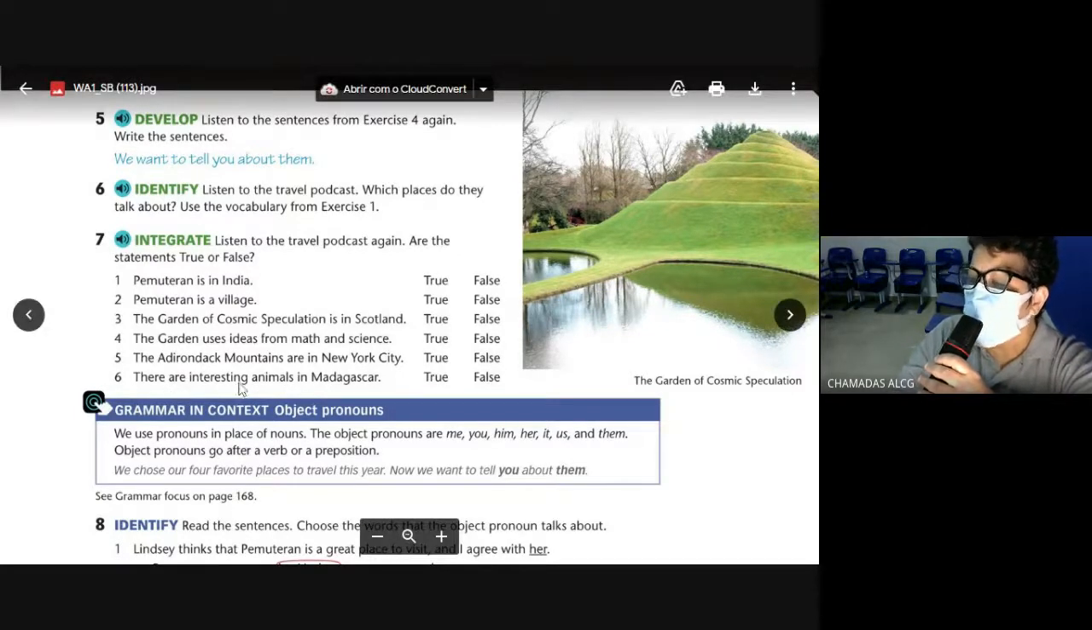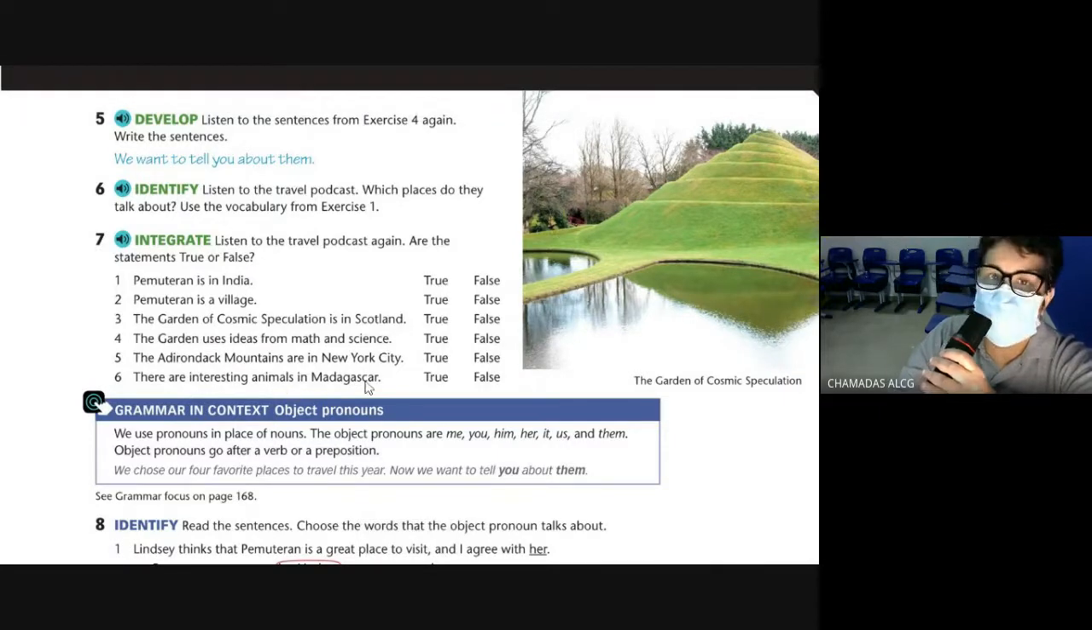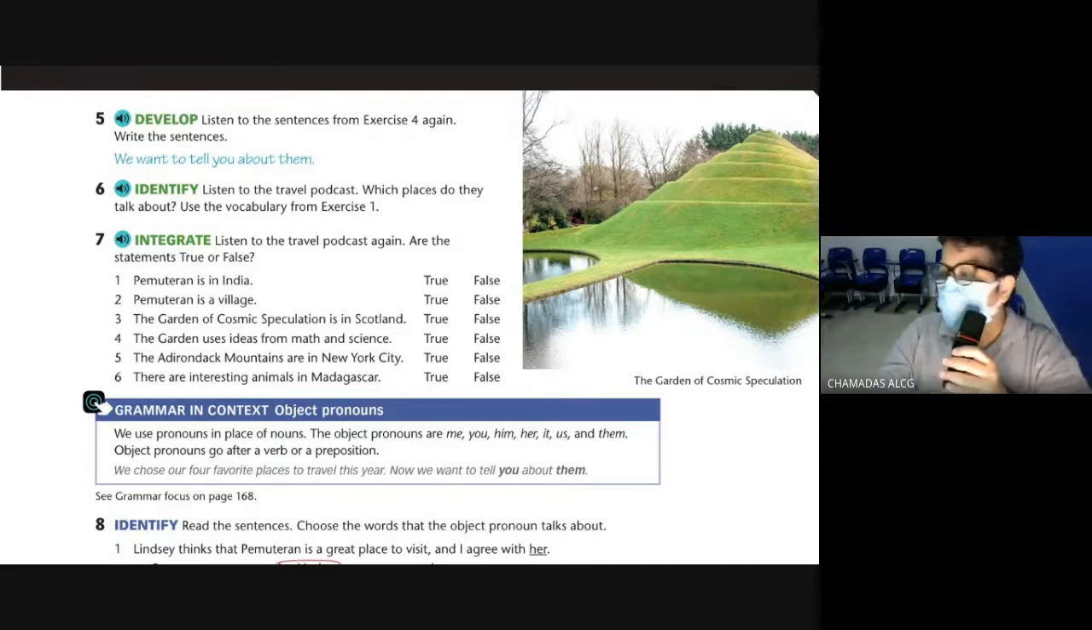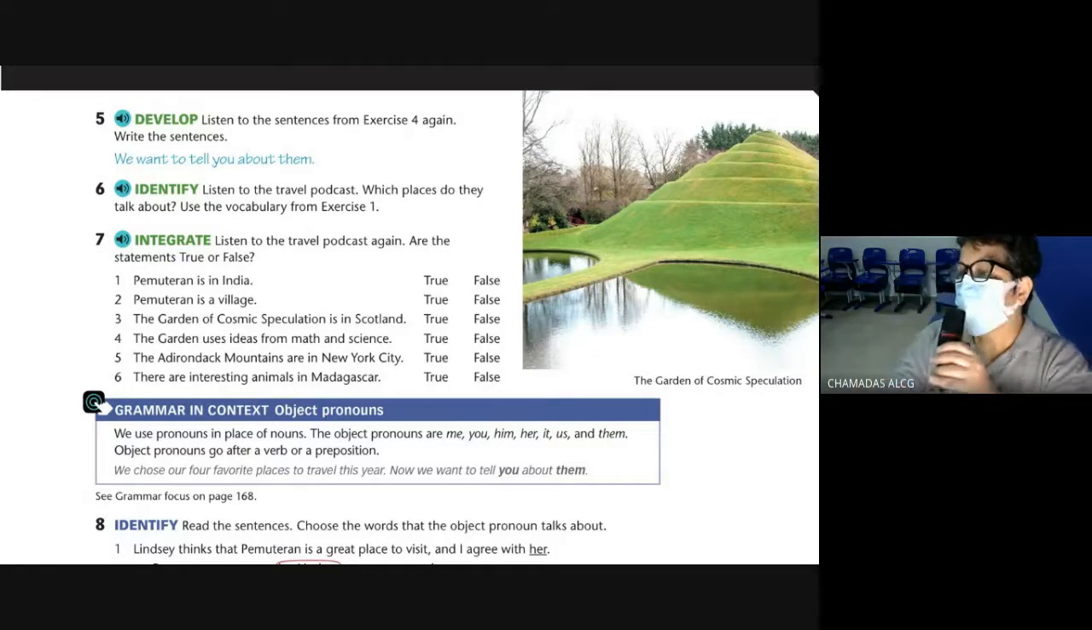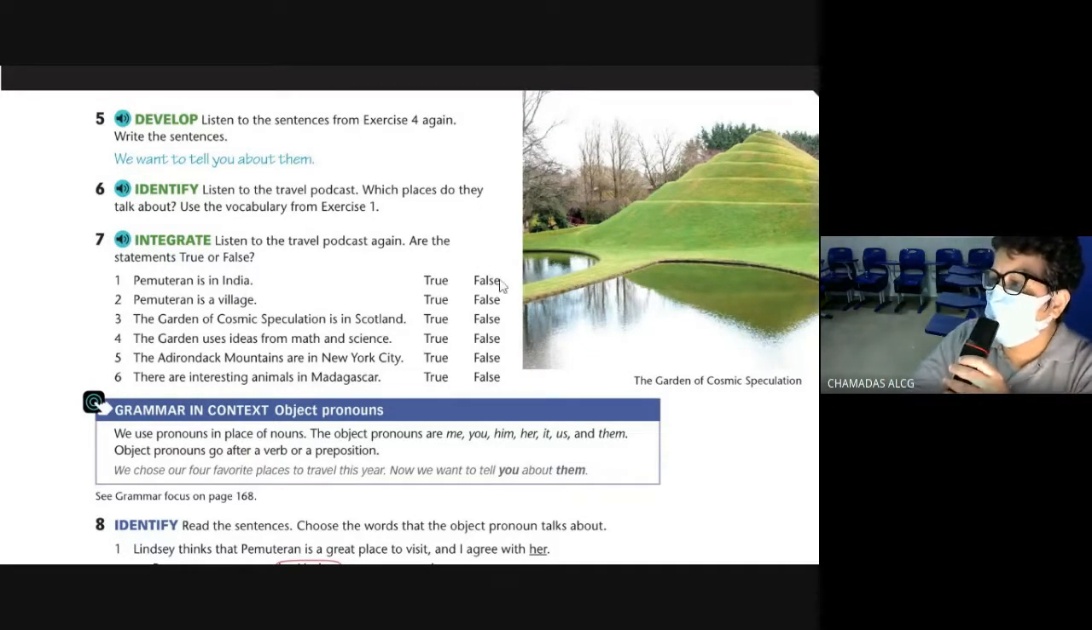There are interesting animals in Madagascar. True or false? True. Yes, true. All right, people. So did you get all the answers? Yes? Yeah. The first one, false. The second one, true. Number 3, true. Number 4, true. Number 5, false. And number 6, true. All right?